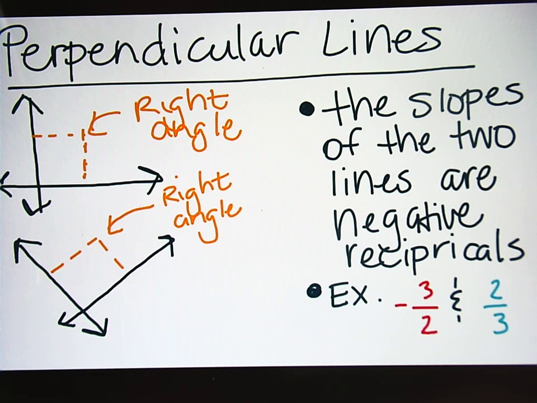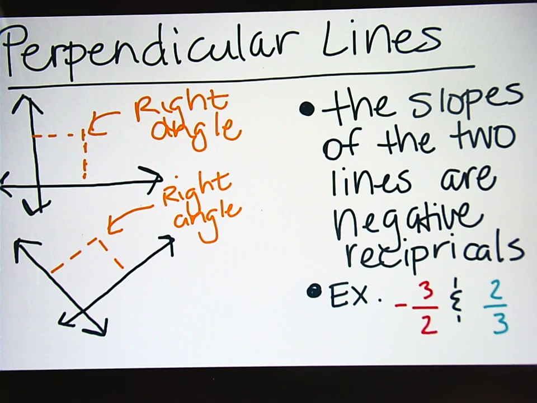Here are your notes on perpendicular lines. This is your next subtitle. As you can see here, we have our x-axis, our y-axis, and these two lines are intersecting. Likewise, we have two other lines that are also intersecting. But one thing that both sets of lines have in common is that they form a right angle.